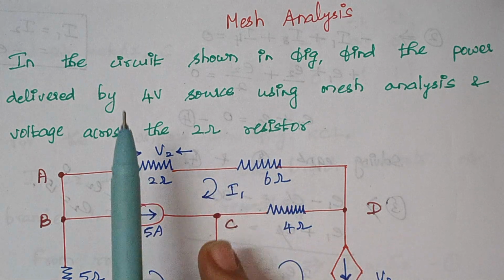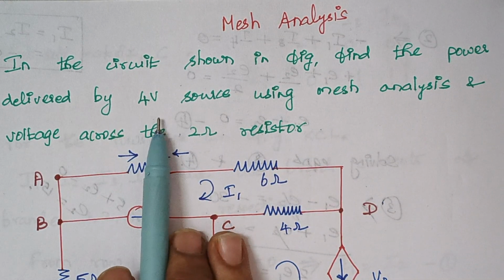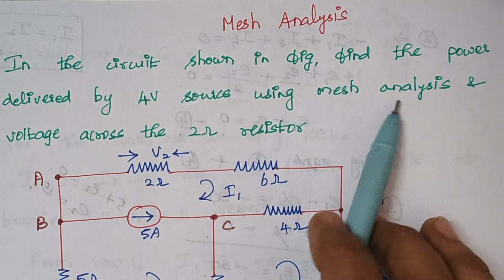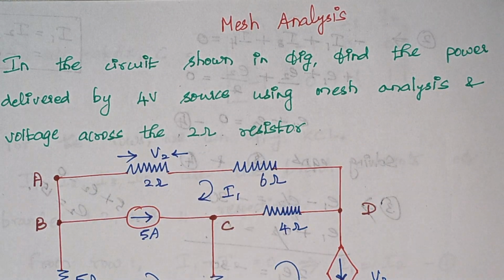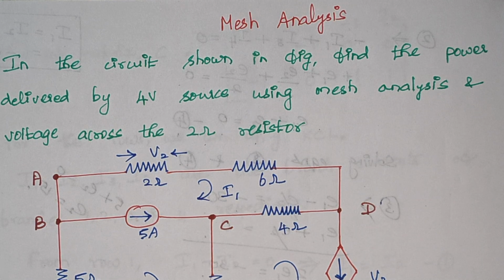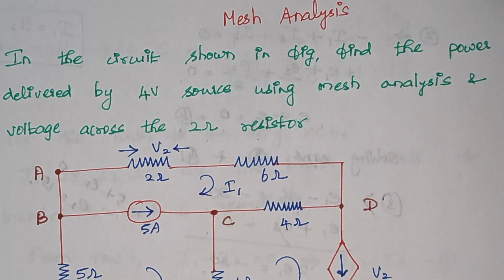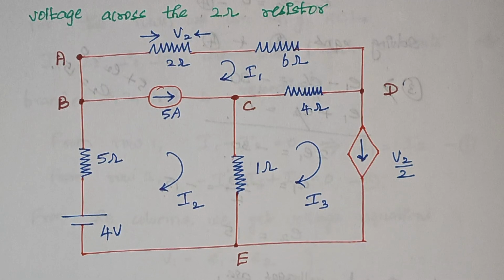The problem here is, in the circuit shown in figure, find the power delivered by 4 volt source using mesh analysis and voltage across the 2 ohm resistor. So here this problem is a bit different. Here we are going to use combined super mesh equation because here we have voltage sources as well as current sources together in a circuit.